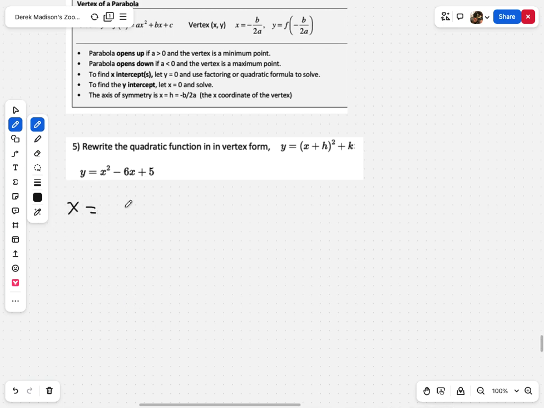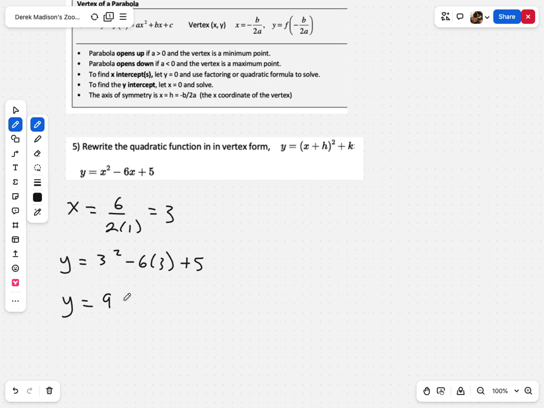So x equals negative b, so negative 6 would be 6, over 2a, 2 times 1. So 6 divided by 2 makes 3. So that means my h is 3. It's the x-coordinate of the vertex. To find y, we're going to plug 3 back in and then see what y comes out. So 3 squared minus 6 times 3 plus 5. So y equals 9 minus 18 plus 5. And 9 minus 18, so that'd be negative 9 plus 5, negative 4.